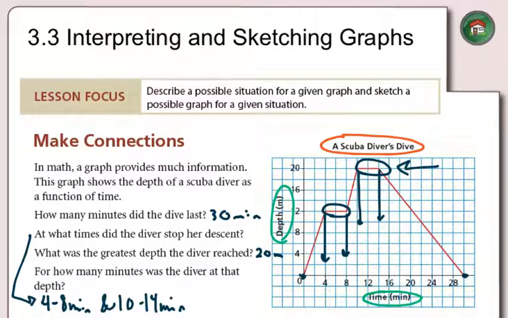For how many minutes was the diver at that depth? Well, we've already kind of answered that question. The diver was at that depth between 10 and 14 minutes, so that's a total of 4 minutes.